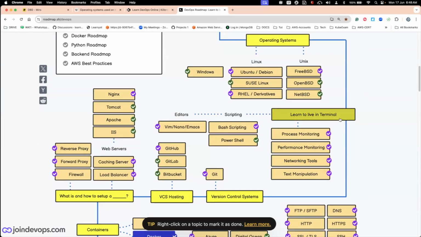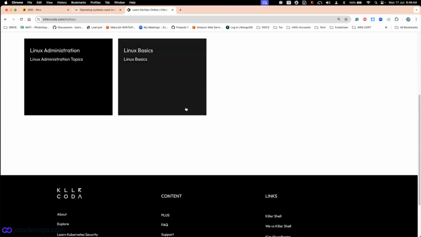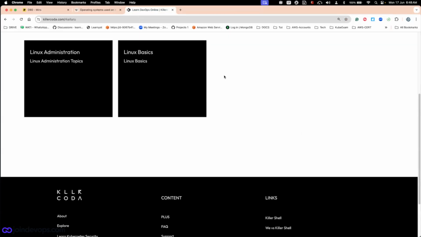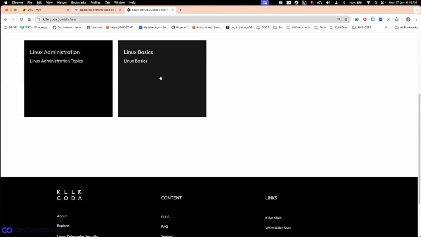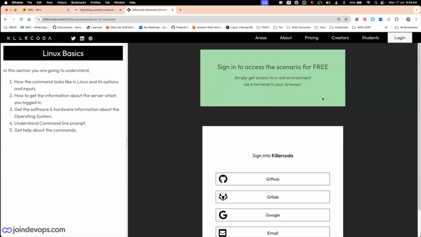Once you choose Red Hat or its derivatives as the operating system, you'll be learning these particular things. To start with, these are the utilities, and these are the basics and administration things that will be covered here. We're going to start with the basic one. So today we start with some Linux basics, understanding the things.